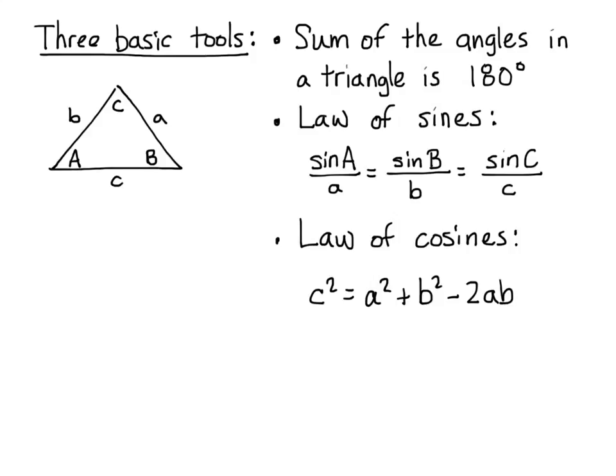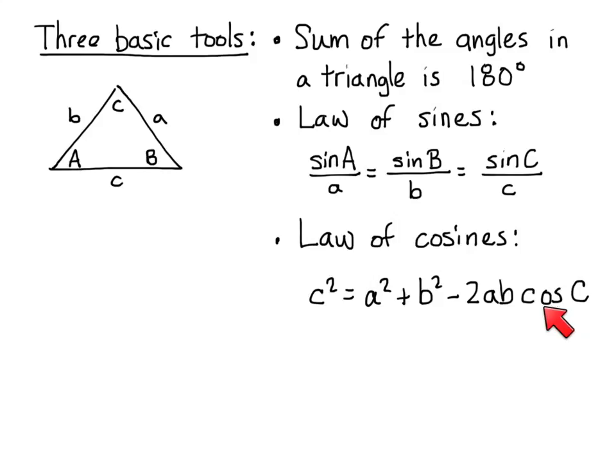And then we have the law of cosines, and this one tends to be a little bit more complicated. What this says is that c squared equals a squared plus b squared, kind of like the Pythagorean theorem, but we're going to subtract 2 times a times b times the cosine of C.